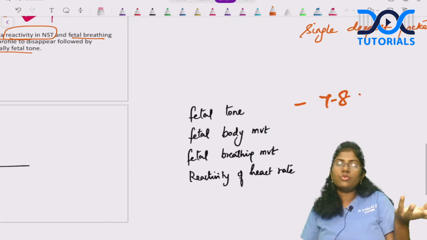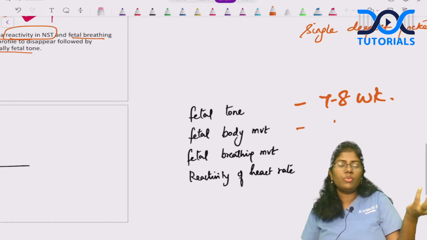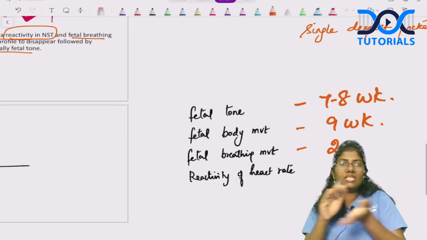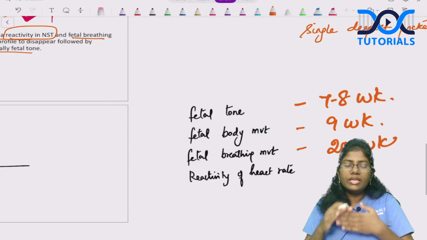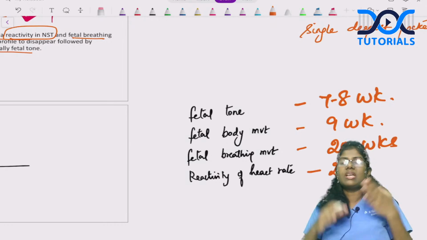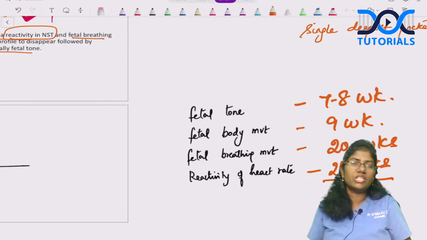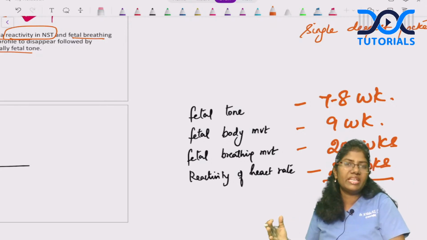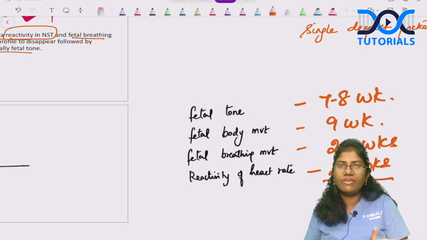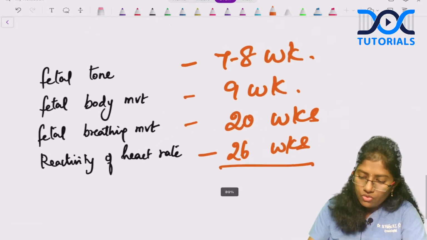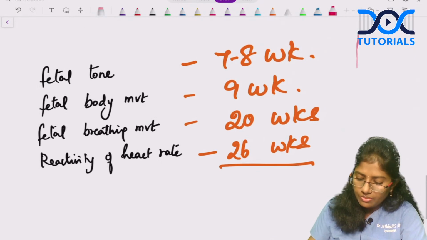So before 26 to 28 weeks, let's say the 20th or 22nd week, the heart rate would be more on the stable side. It is only at 26 to 28 weeks that the heart rate starts fluctuating nicely, going up and down, and that is when you get accelerations, decelerations and variability. That is what we call a reactive NST. So it appears in this order.